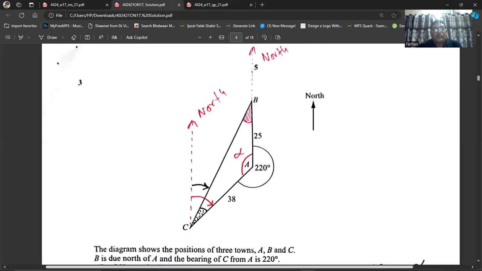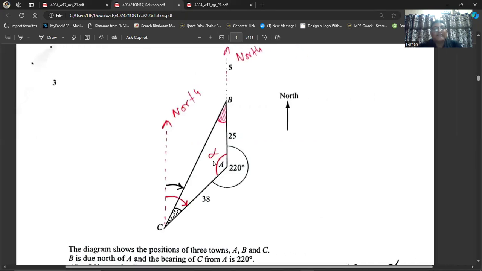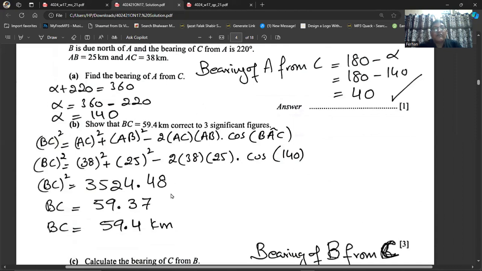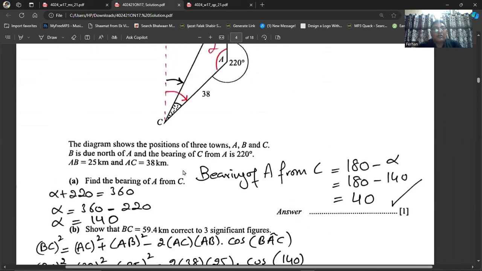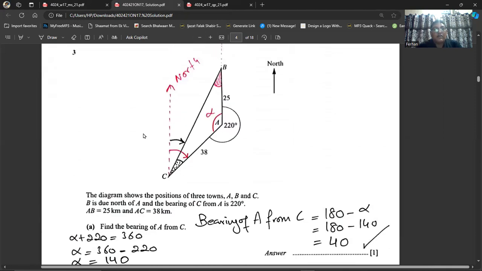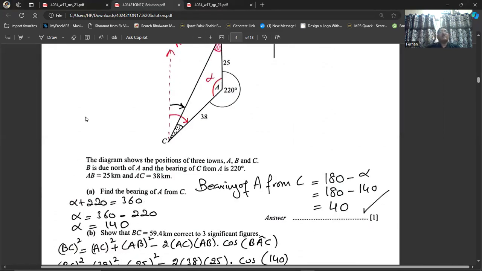Here I will find this alpha. Alpha will be 360 minus 220. Once I know alpha, then I can find this angle. This angle plus alpha will be equal to 180. So alpha plus 220 will be equal to 360, so alpha will be equal to 360 minus 220. So the value of the angle alpha will be 140.